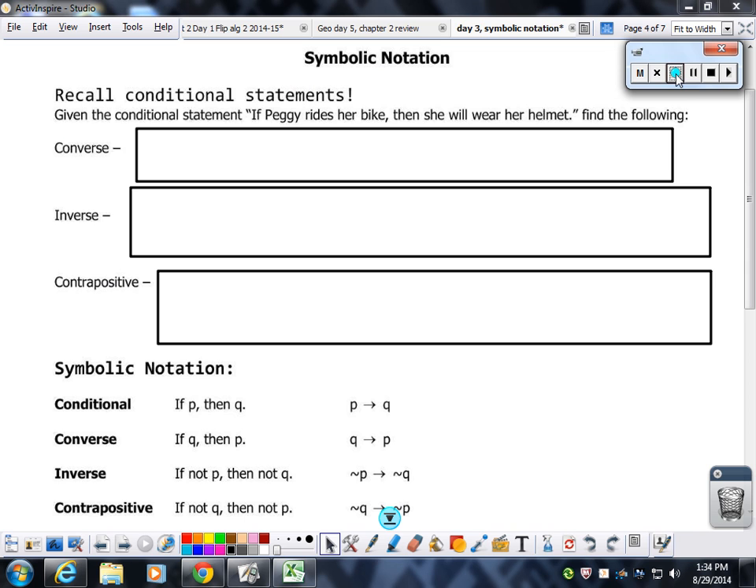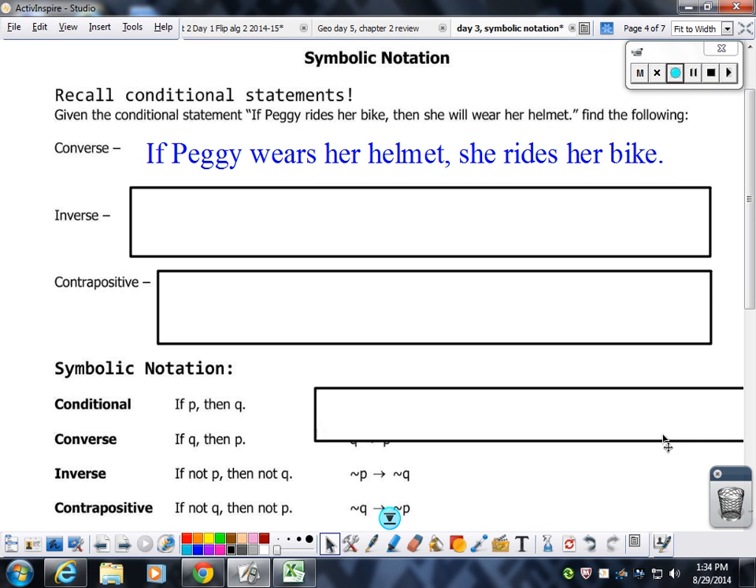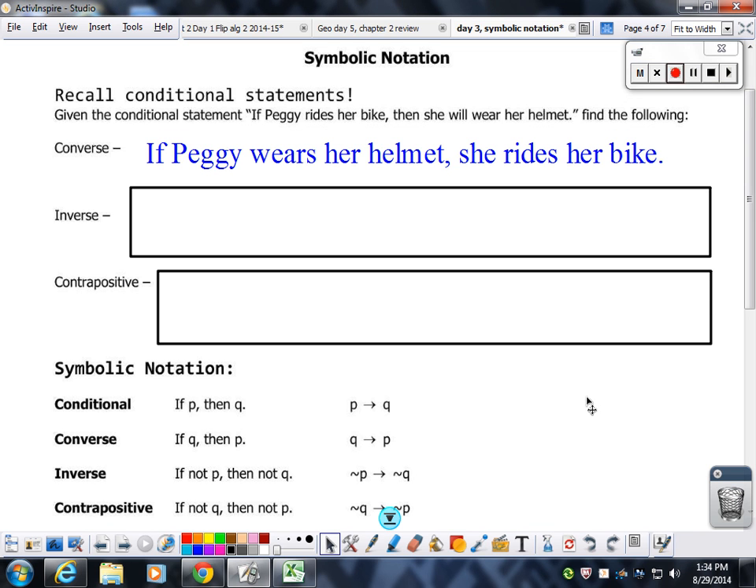Now we're going to talk about symbolic notation. Before we talk about symbolic notation, let's recall what we know about conditional statements. Given the conditional statement, if Peggy rides her bike, then she will wear her helmet, we want to find the following. The converse of that statement, again, we're just going to flip the hypothesis and conclusion and get, if Peggy wears her helmet, then she rides her bike.